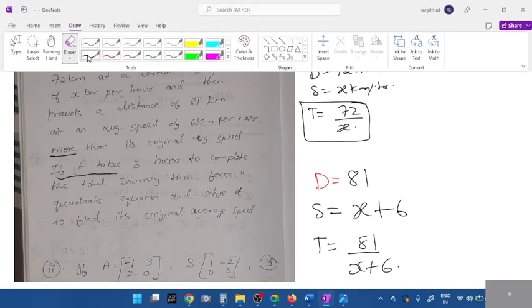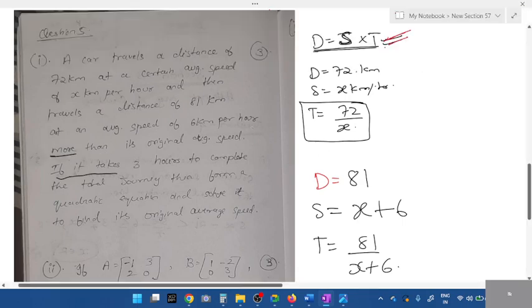So that is it till this part. The most important part is the next one. If a car takes 3 hours to complete the total journey, then form a quadratic equation. If it takes 3 hours to complete the total journey.